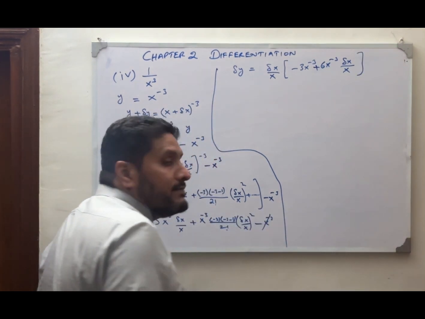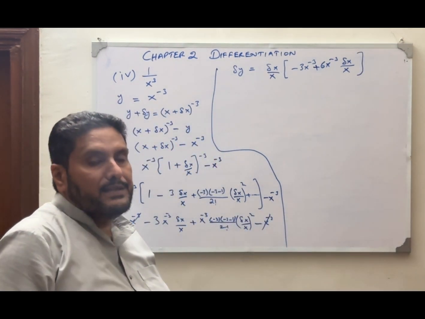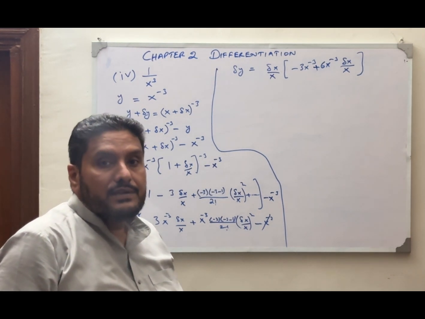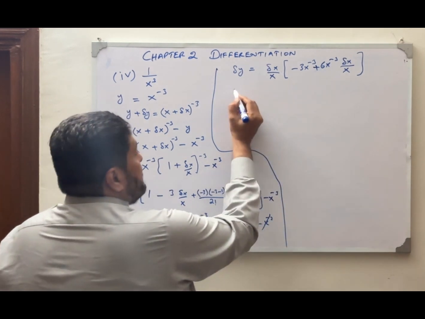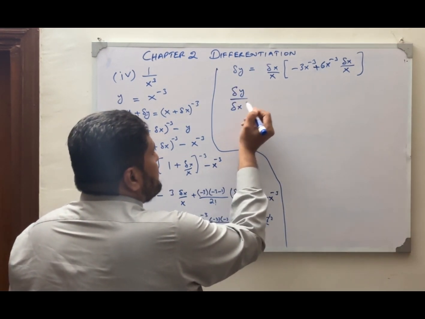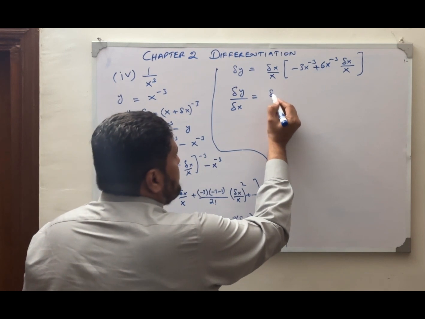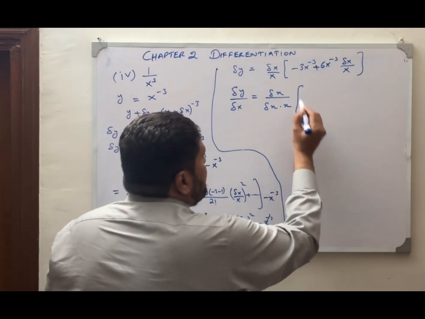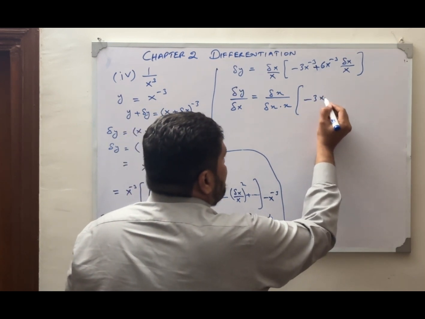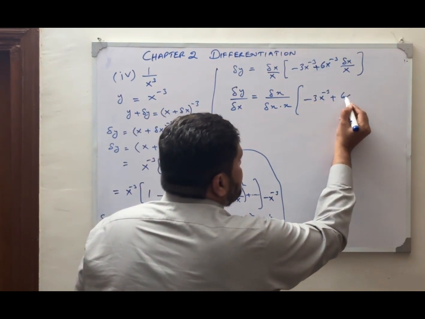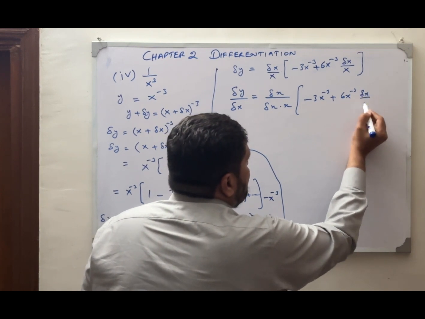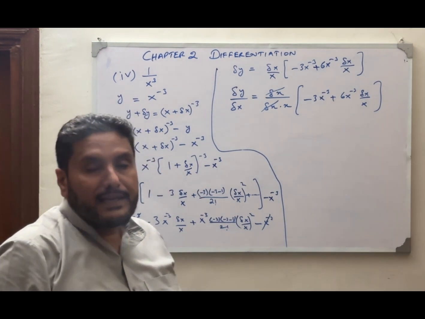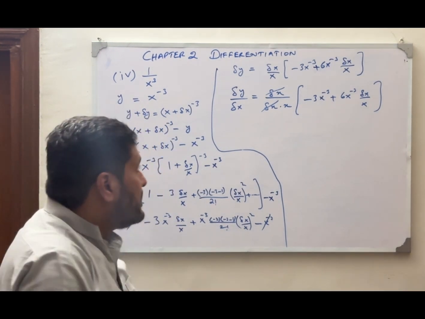So we have simplified the expression in the second step. In the third step, we have to divide both sides by delta x. So by dividing both sides by delta x, delta y by delta x is equal to delta x divided by delta x into x, and the remaining term will be the same as it is, plus 6x power minus 3 delta x by x. So this delta x will be cancelled by the delta x in the denominator.